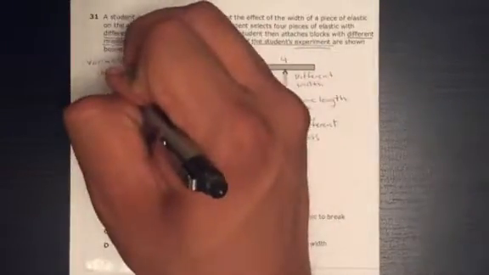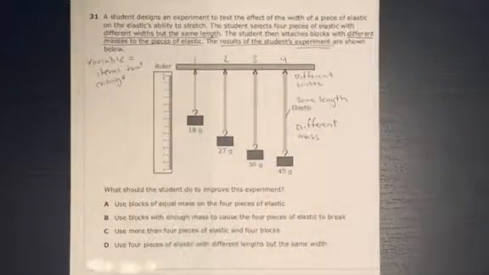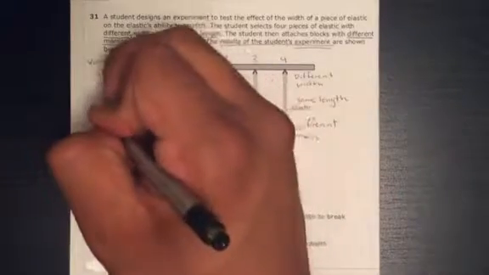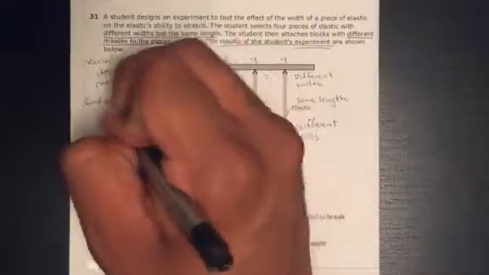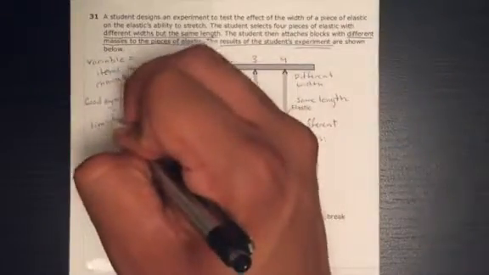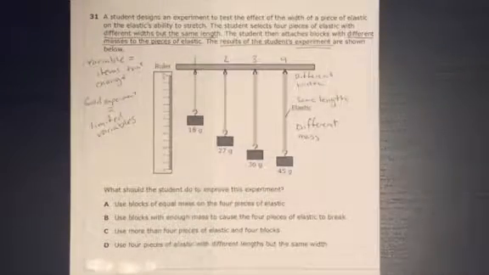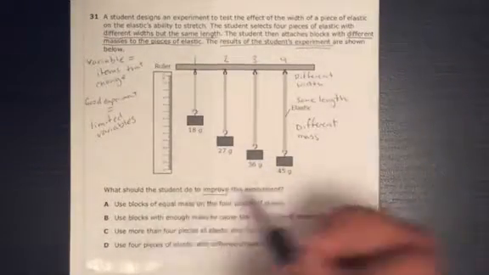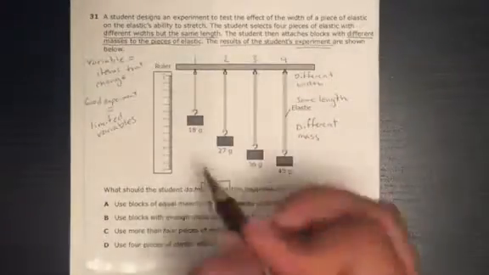In the margins, I'm writing a reminder to myself of the definition of what a variable is, items that change within my experiment. I also set in a reminder for myself of what makes a good experiment, and a good experiment has a limited amount of variables. The less variables, the better. The question reads, what should the student do to improve this experiment?